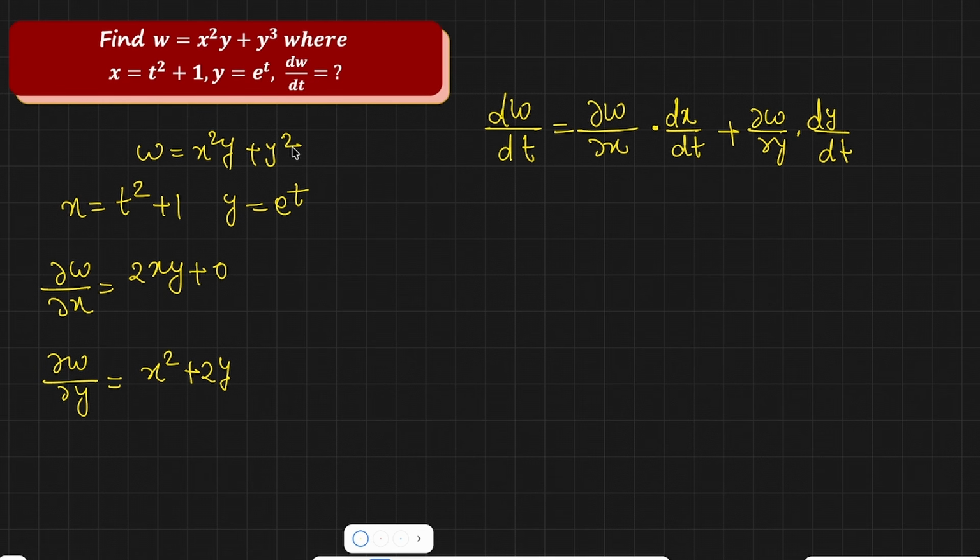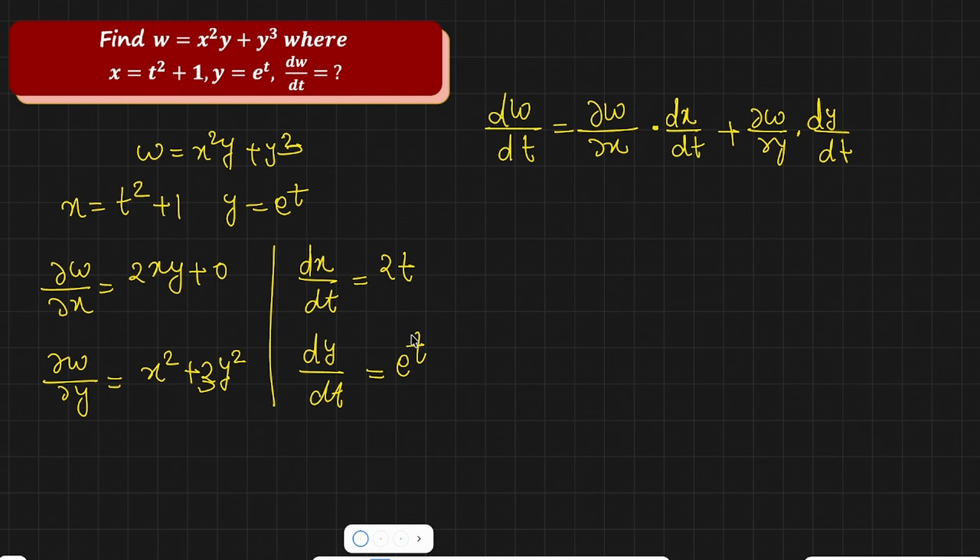Sorry, it is cube, so it is y cube, and the derivative will be 3y square. So partial derivative with respect to y is x square plus 3y square. Now find dx by dt. The derivative with respect to t is 2t. Now dy by dt: e to the power t is simply e to the power t.